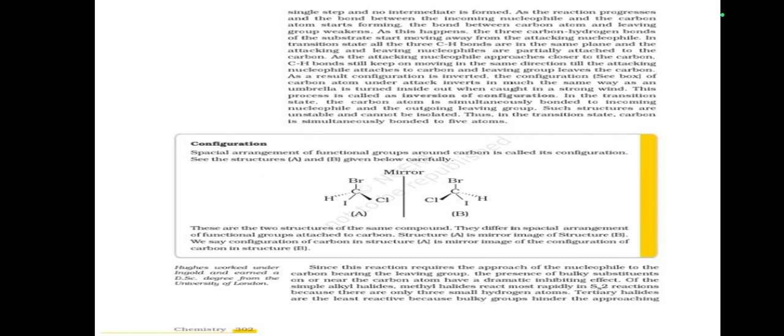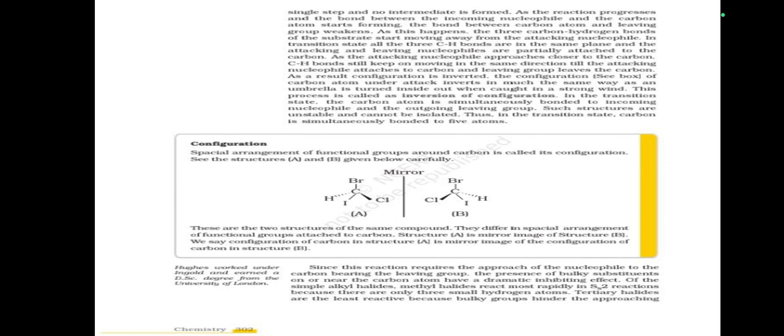In the transition state, the carbon atom is simultaneously bonded to the incoming nucleophile and the outgoing leaving group. Such structures are unstable and cannot be isolated. Thus, in the transition state, carbon is simultaneously bonded to five atoms. Since this reaction requires the approach of the nucleophile to the carbon bearing the leaving group, the presence of bulky substituents on or near the carbon atom has a steric and inhibiting effect in simple alkyl halides.